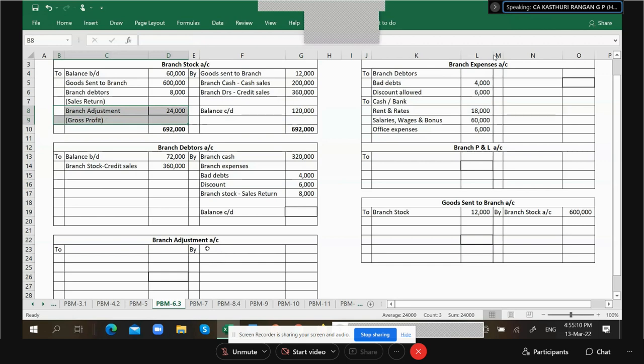Branch stock account debit to branch adjustment account. So debit branch stock, credit branch adjustment. So with that, stock account is over, completed. What about branch debtors? Very simple. Everything is recorded. You will get the closing balance. That's all. Closing balance will be the balancing figure in the branch debtors account.